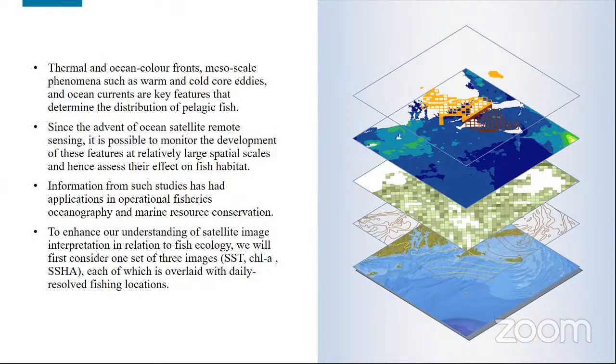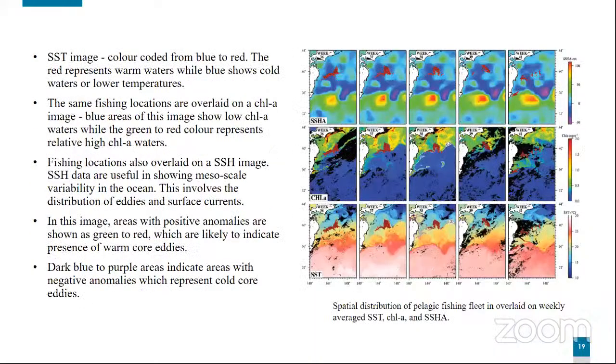Okay. Contoh macam ni. Kalau kita tengok gambar SST tu yang bawah sekali, kita color codedkan dia from blue to red. Okay, kalau kita nampak titik merah itu adalah fishing location. Okay, so bila kita color coded, the red represents warm waters while blue shows cold water or lower temperature. Jadi yang titik-titik fishing location tu kita nampak dia berada di kawasan yang berwarna biru.